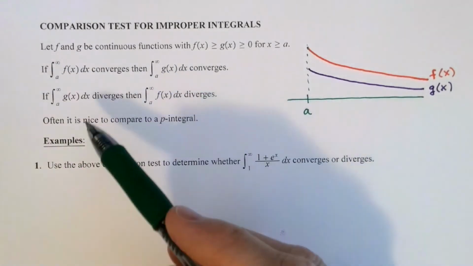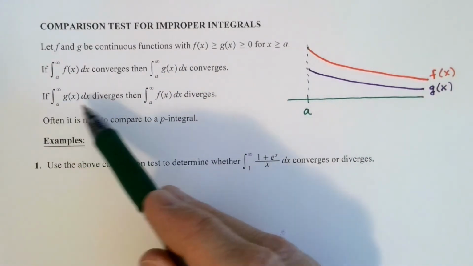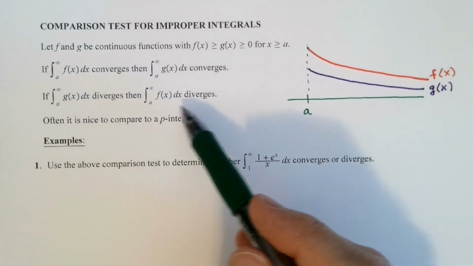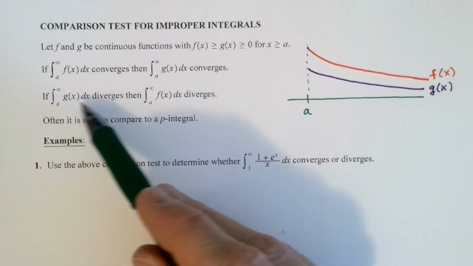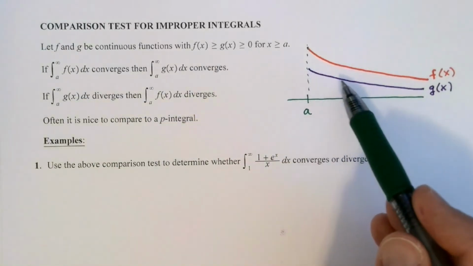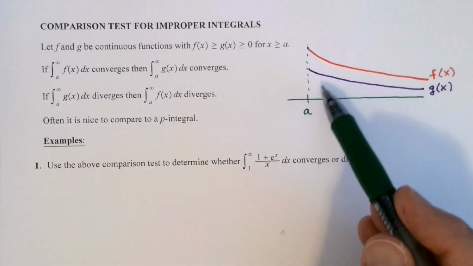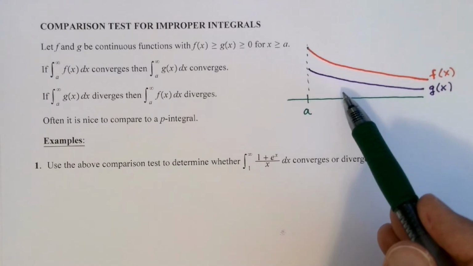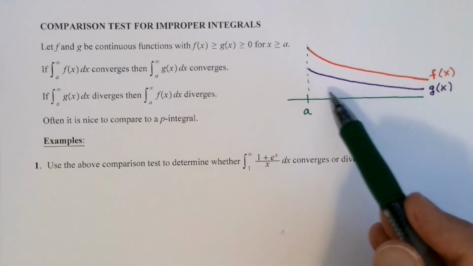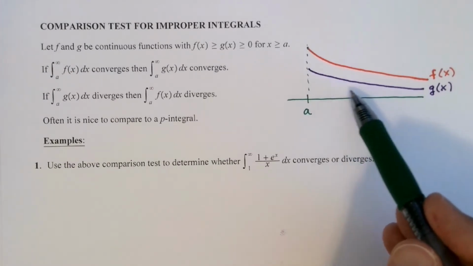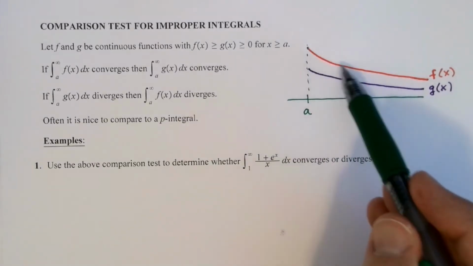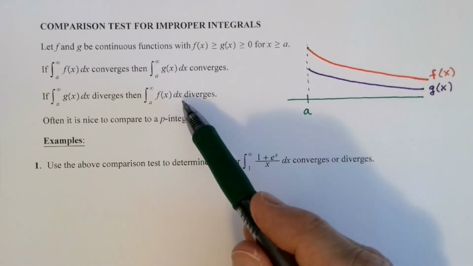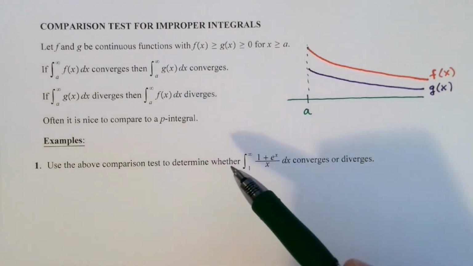Okay. On the other hand, if the integral from a to infinity of g of x diverges, then the integral from a to infinity of f of x diverges. And so the idea there, if this integral diverges, then the region under this purple curve, all the way to infinity, is now not finite, it's infinite. And if this area under this curve is infinite, then clearly the area under the red curve must be infinite, making this integral diverge. Okay, so I hope that makes sense.